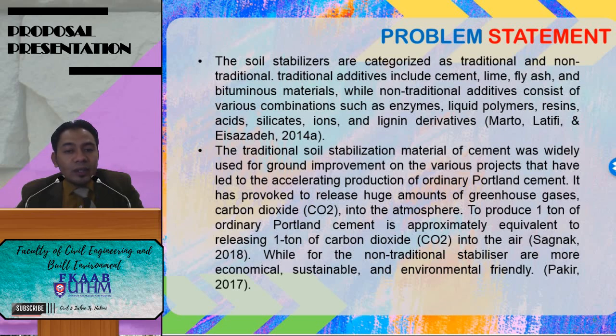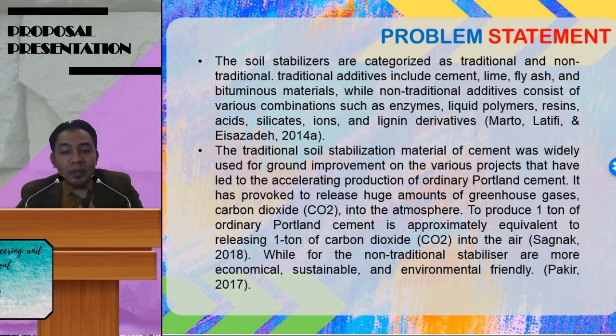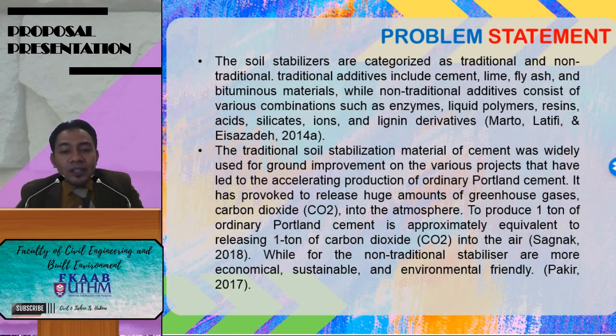that has led to accelerating the production of ordinary Portland cement. It has been proved that this releases a huge amount of greenhouse gases like carbon dioxide (CO2) into the atmosphere. We can imagine that producing 1 ton of ordinary Portland cement is approximately equivalent to releasing 1 ton of carbon dioxide (CO2) into the air (SECNEC 2018). Why do we use non-traditional stabilizers? They are quite economical, sustainable, and environmentally friendly.